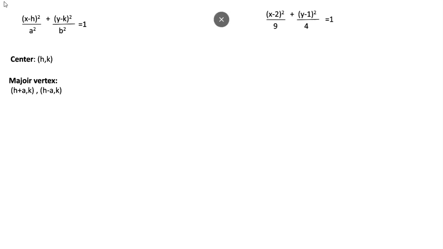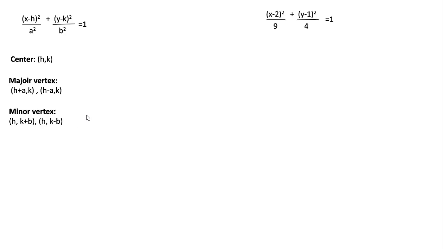But here, a is under our x coordinate, so we're going to move to our major vertices. We're going to move a in our x direction. So we're going to start from our center, which is h, and go plus a, and k stays the same, and h minus a, and our y coordinate k stays the same. Likewise, for our minor vertices, we're going to move b in our y direction. So b is under our y. So this becomes (h, k plus b) and (h, k minus b).